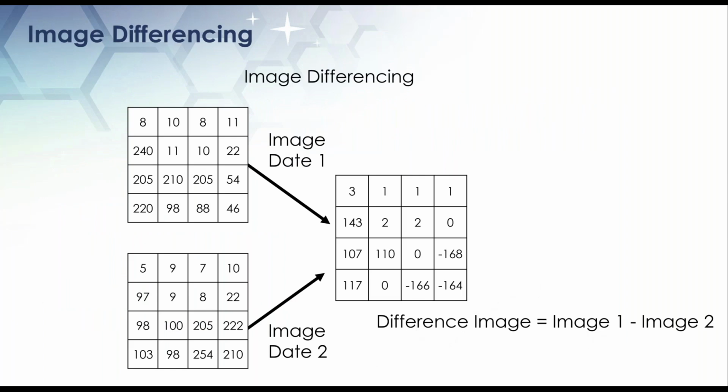And this is just a graphic of what that looks like. So you take image date 1, you subtract it from image date 2, and then you get these change values where 0 means no change, and then the values in any other direction, whether it's positive or negative, mean change. And so you have to interpret what that change actually is.